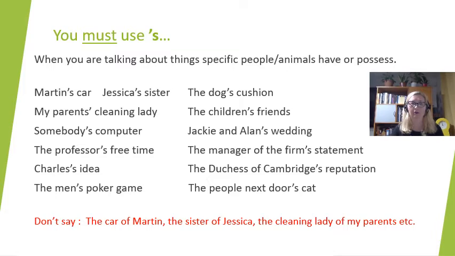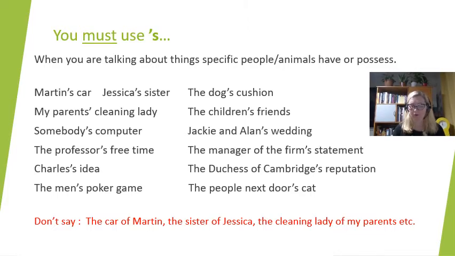Okay, here's some other combinations we have. If it's plural, such as my parents, the apostrophe comes after the S. If it's a plural noun, such as children, then the apostrophe comes between the N and the S. If it's two or more people, Jackie and Alan, it comes after the final person. It could be even a bit longer, such as the manager of the firm, the Duchess of Cambridge, the people next door, in which case the apostrophe S comes at the end of those nouns.